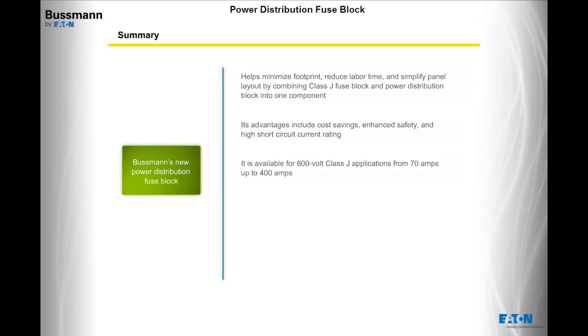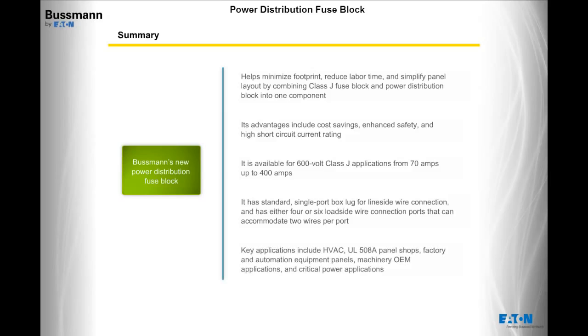It is available for 600-volt Class J applications from 70 amps up to 400 amps. It has a standard single-port box lug for the line side wire connection and has either 4 or 6 load side wire connection ports that can accommodate 2 wires per port. The key applications include HVAC, UL508A panel shops, factory and automation equipment panels, machinery OEM applications, and critical power applications.